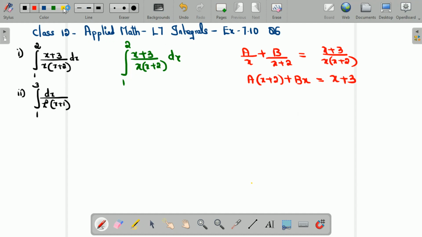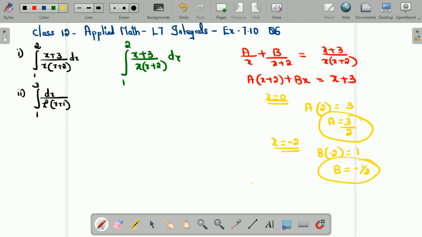Now let's work on finding the values of a and b. So I'm going to put x equal to 0. When x is equal to 0, the b term will vanish. So a into (0 + 2), which is 2, is equal to 0 + 3, which is 3, which means a is equal to 3 by 2. Now let's put the value x equal to minus 2, which means the a term will vanish. So b into minus 2 is equal to minus 2 + 3, which is 1. So b is equal to minus half.